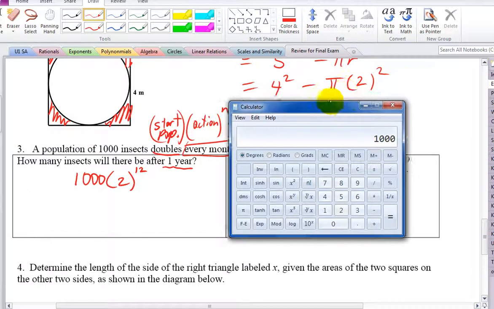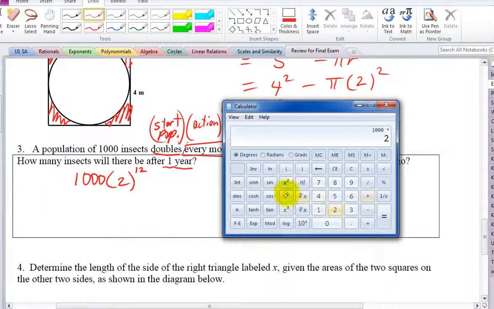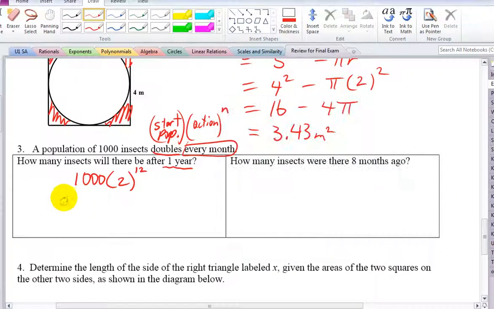1,000 times 2 y to the x 12, 4,096,000. Back to insects. Okay. The next question is, how many 8 months ago?